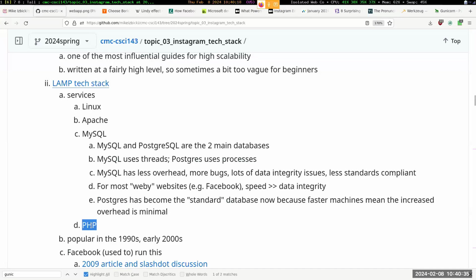The programming language that people used back in the day was PHP back in the 90s, but Python has mostly overcome PHP in popularity for web programming.